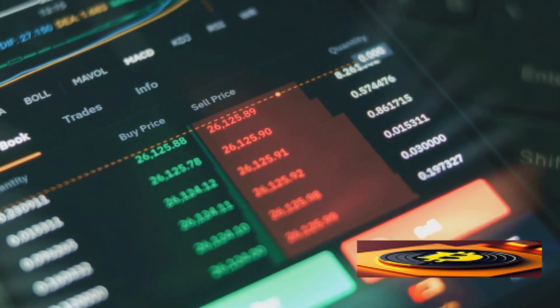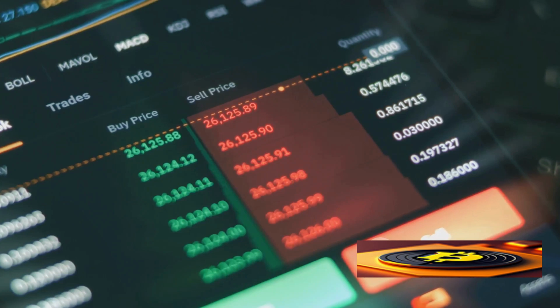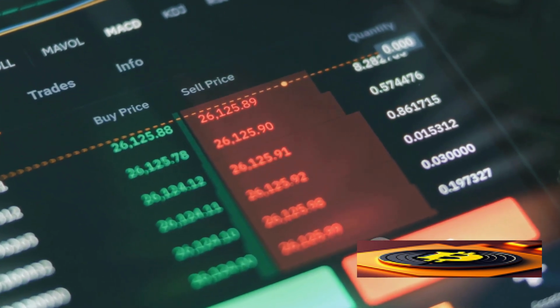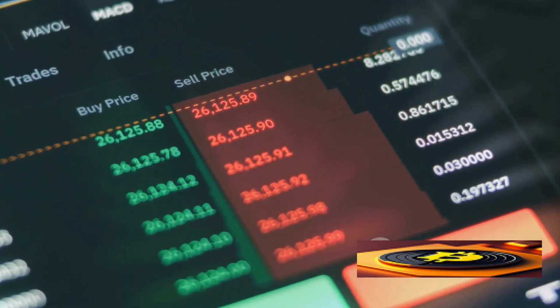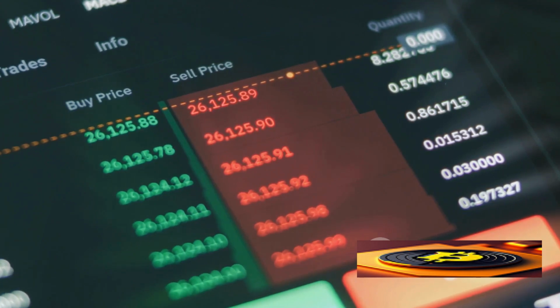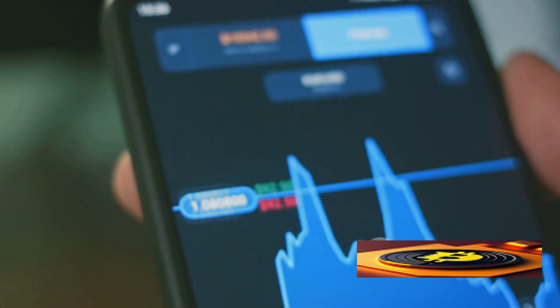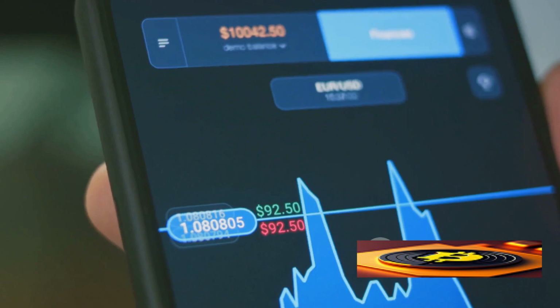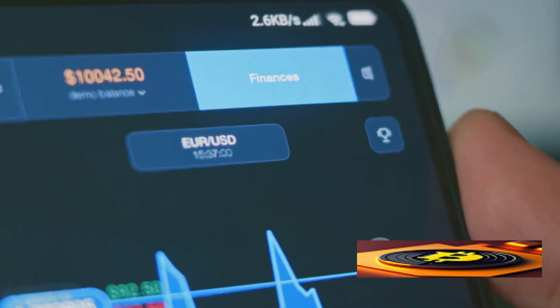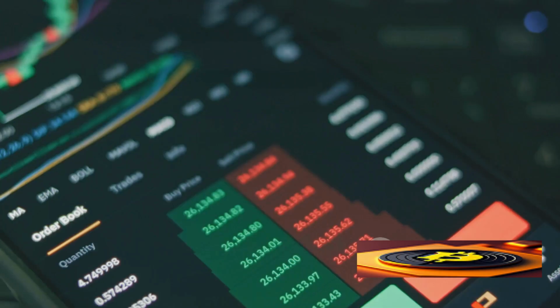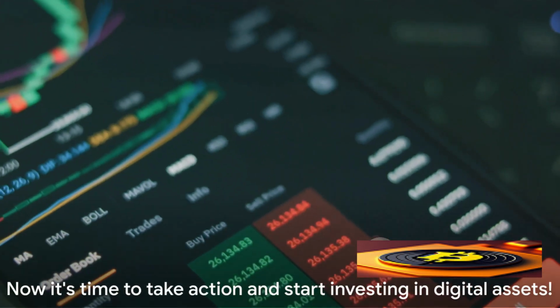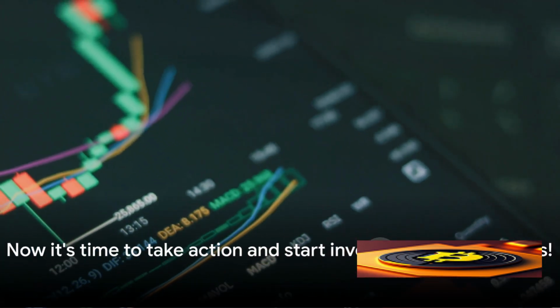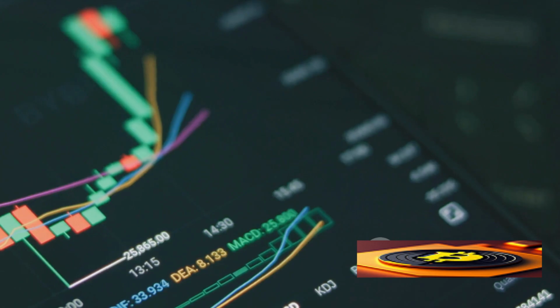We also covered how to build a well-diversified digital asset portfolio. Remember, diversification is key in managing risk and achieving a balanced investment portfolio. Lastly, we touched on the risks involved in digital asset investing and how to manage them. It's essential to be aware of market volatility and protect your investments accordingly. With the right knowledge and strategy, you're now ready to start your digital asset investment journey.